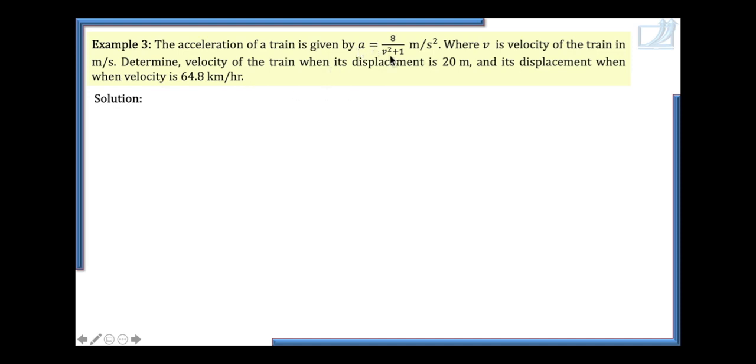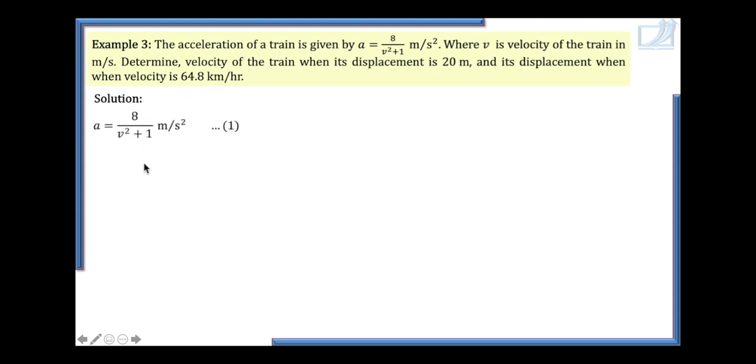You know how to solve the problem. If acceleration is given as a function of velocity, then replace acceleration by dv by dt if you want the velocity time equation, and replace acceleration by v dv by dx if you want the velocity position equation. In this case, check what is asked. Determine velocity of the train when its displacement is 20. So velocity when displacement is 20. So you need the relation between velocity and displacement, and displacement when velocity is 64.8 kilometers per hour. So you need the displacement velocity equation again.